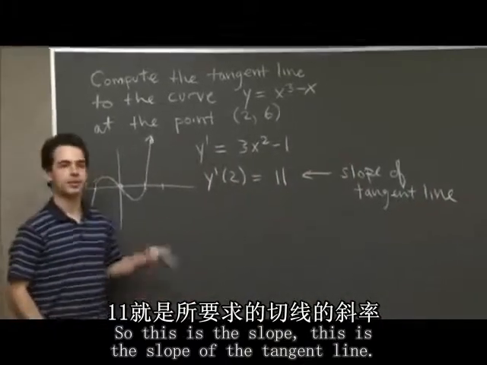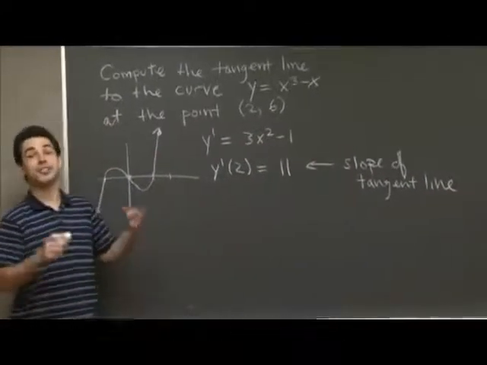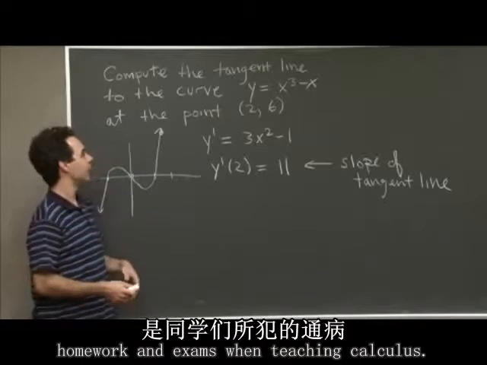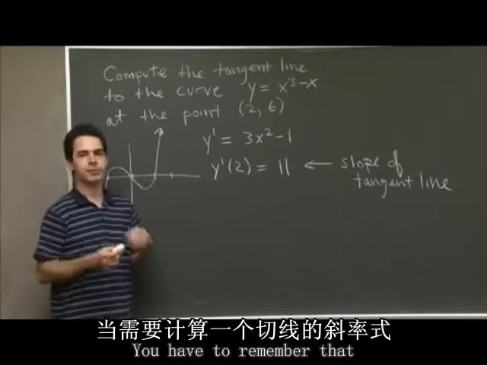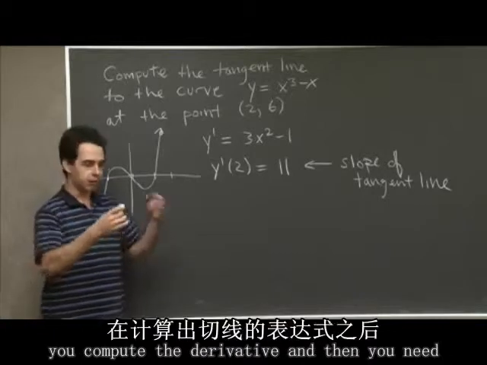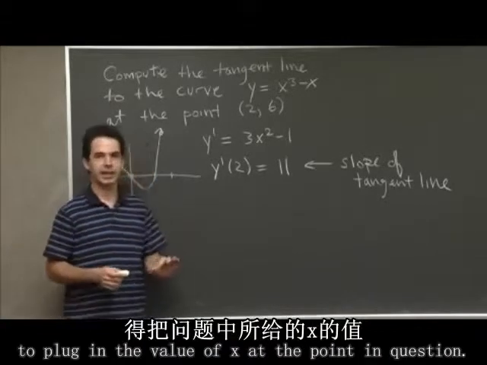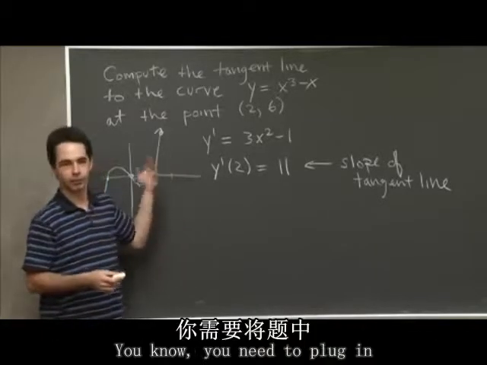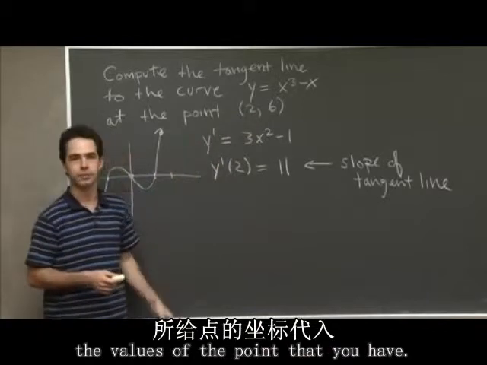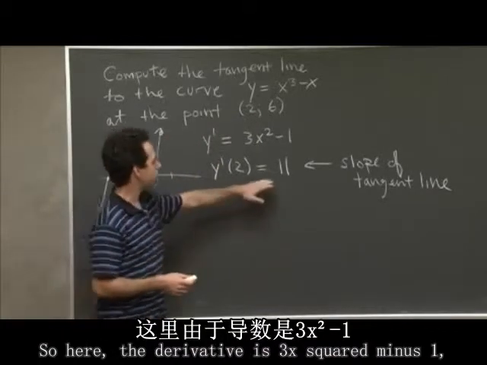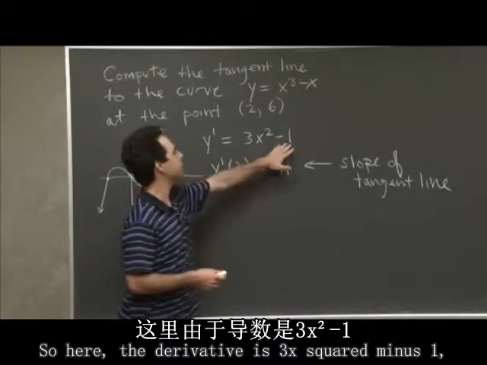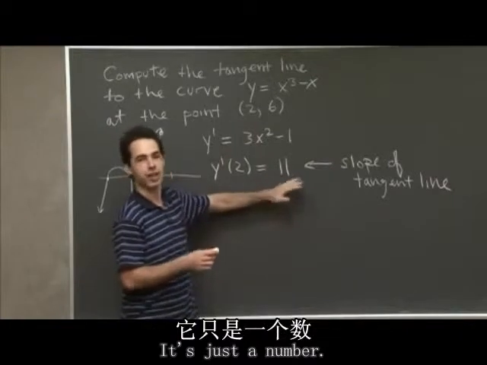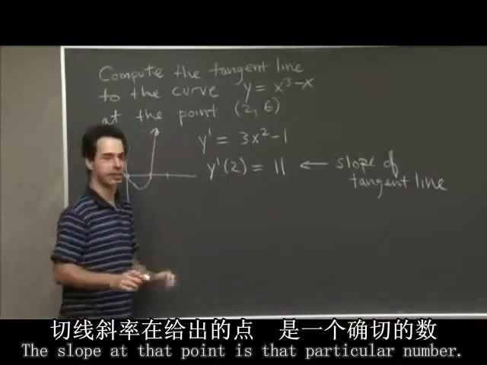I just want to say this one more time for emphasis. This is a really common mistake that we see on lots of homework and exams when teaching calculus. You have to remember that when you compute the slope of the tangent line, you compute the derivative, and then you need to plug in the value of x at the point in question. You need to plug in the values of the point that you have. Here the derivative is 3x squared minus 1, so the slope at the point (2, 6) is 11. It's just a number. The slope at that point is that particular number.